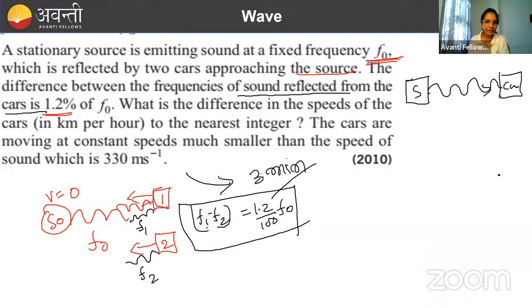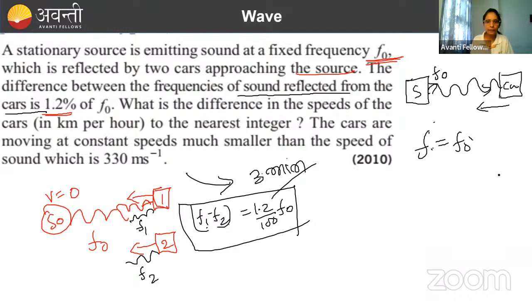Because the sound wave coming from here has frequency f naught. The car won't receive the same frequency. Why? Because the car is moving towards the source. So what frequency of sound will it receive? Let's calculate that. Means we have to calculate the apparent frequency. What will it be? Tell me, what will be the formula?